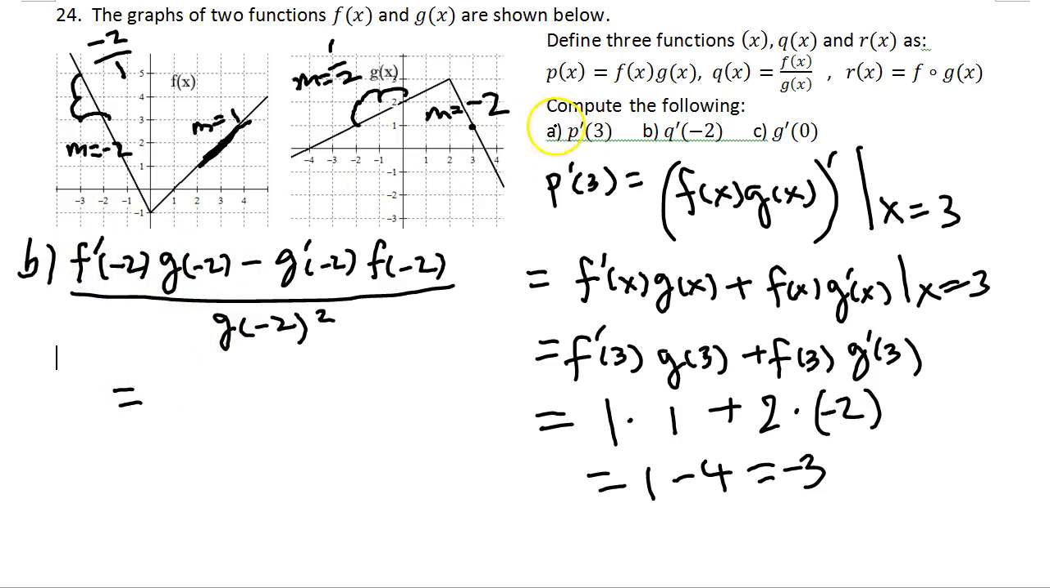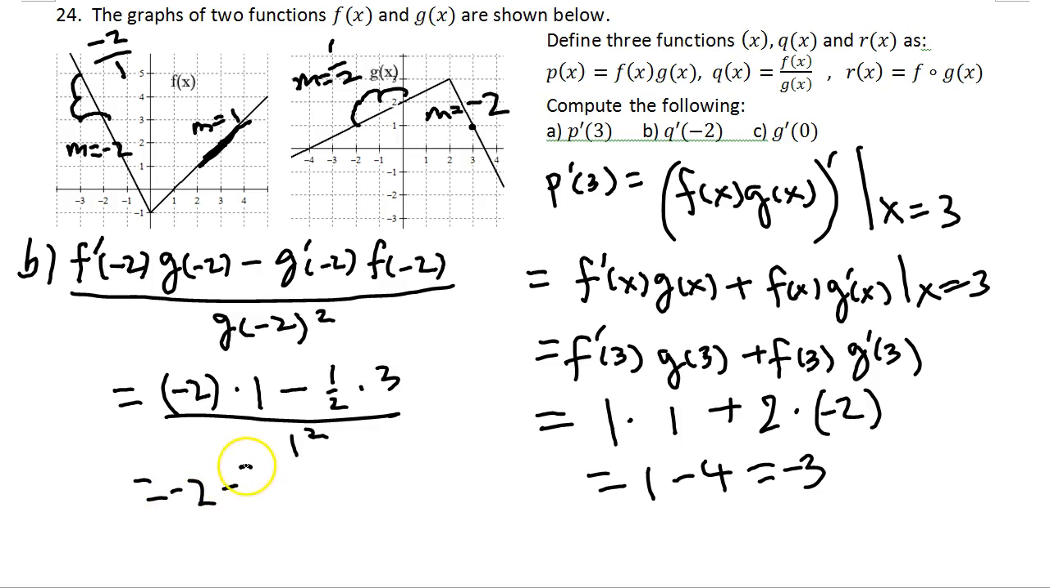Alright, f prime of negative 2, in this picture here at negative 2, the slope is negative 2. So we have that. g of negative 2, the value of the function g at negative 2, is 1. And g prime of negative 2, we already computed the slope here. Slope is 1/2. And then f of negative 2 is equal to 3, all over g of negative 2 squared, but g of negative 2 we know is 1, so it's 1 squared. So it's negative 2 minus 3 over 2, which is negative 7 over 2.